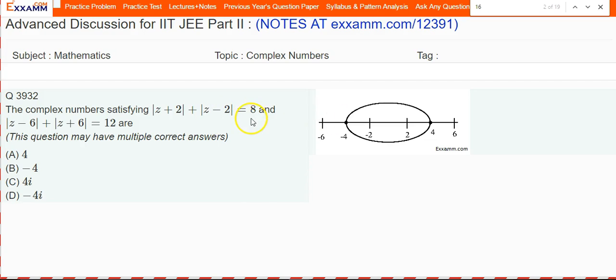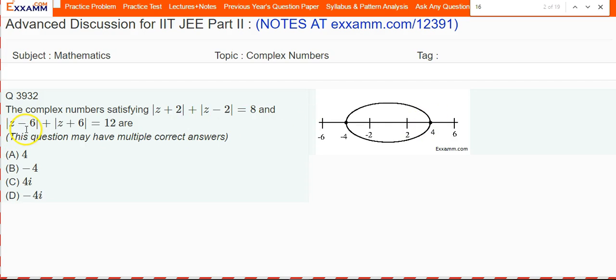4 is not equal to 8, so this would be representing an ellipse. So here it is equal sign, so z would represent all the points on an ellipse with foci minus 2 and plus 2, and since it is minus 2 and plus 2, the center would be the origin, and minus 4 and 4 would be the vertices.